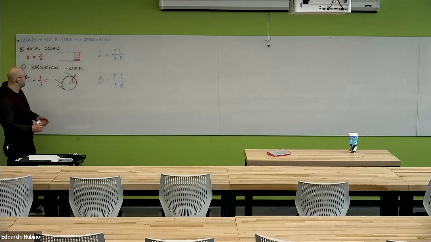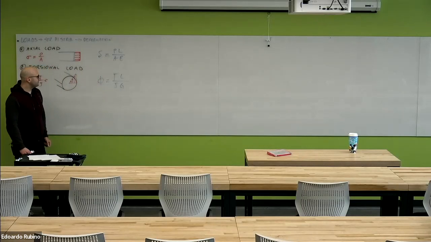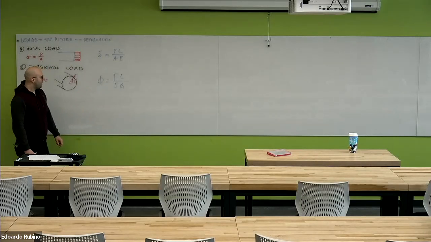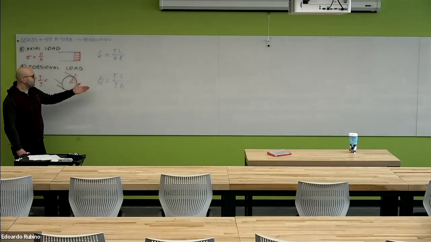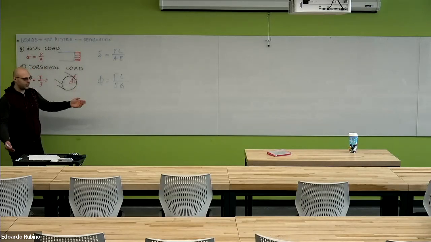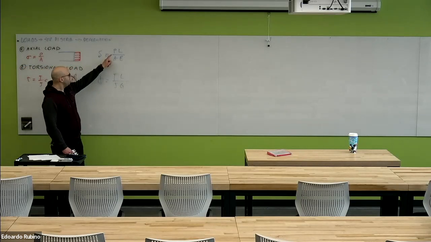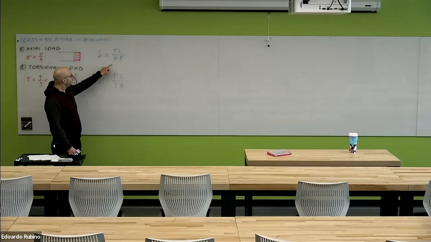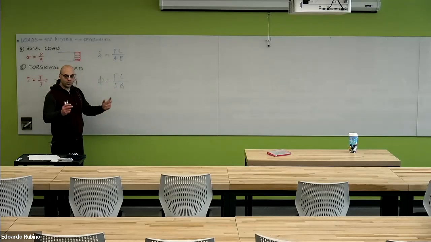By looking at this equation, we can see a very strong analogy with this equation here, because physically the 2 equations are actually identical. Here we have P, which is the load, and here we have T, which is the load. Then we have L, which is the length of the beam, in both. Here we have A, which is the area of the cross section, and here we have J, which is the polar moment of inertia.